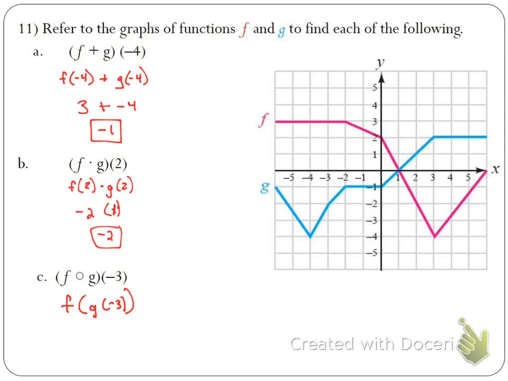So I would write it as f of g of negative 3 and work inside out. B-Tool, coach me up here. What's g of negative 3? And then B-Tool, finish it off for me. What's f of negative 2? Your answer is 3.